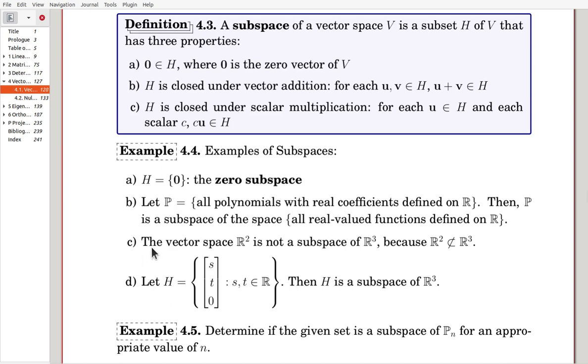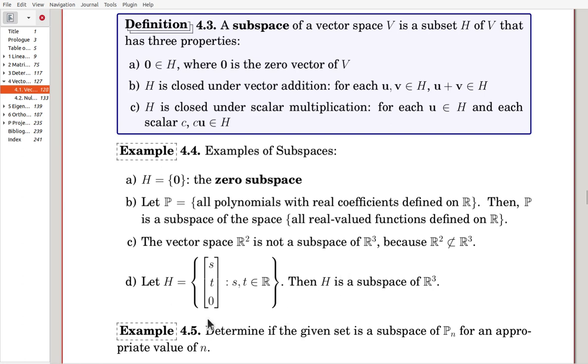And the vector space R2 is not a subspace of R3, because R2 is not a subset of R3. R3 has 3 components, but R2 has 2 components, so it cannot be a subset. So it is not a subspace of R3.